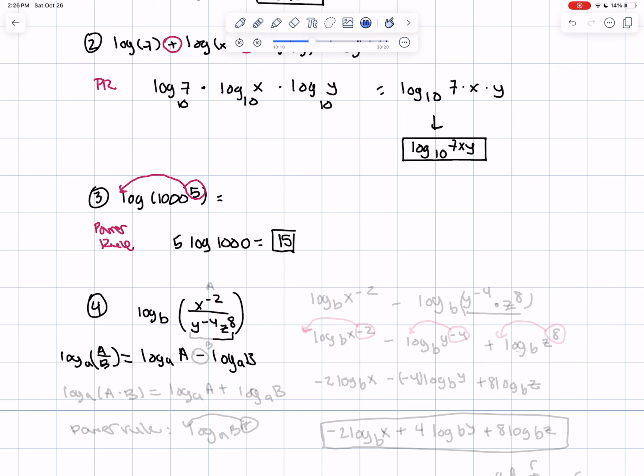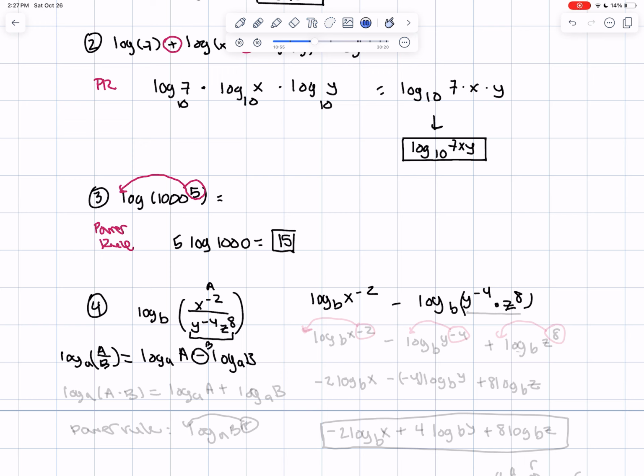Now I'm going to keep these two together for now, and then I'm going to do something with them later. So we're going to leave them as A over B. So this will become log b of A, where A is x to the minus 2. And since our sign is going to change to minus, it's going to be minus log b of y to the minus 4 times z to the 8. If you have two of them together, we know that there's a multiplication sign between the two of them.